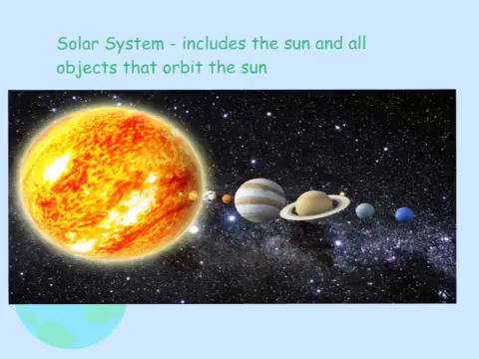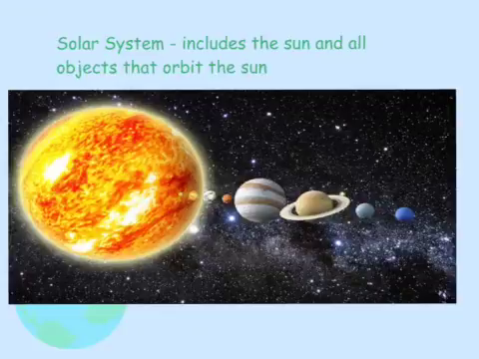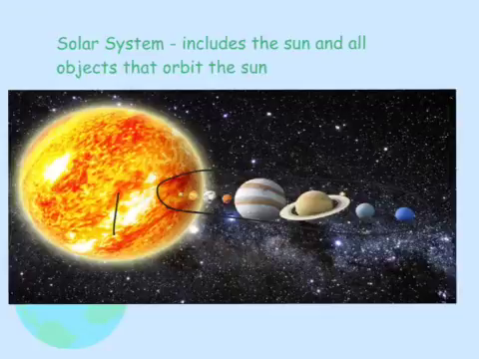Our next word is solar system. This includes the sun and all the objects that are in orbit around the sun. When talking about the solar system, most people think about the sun, and then they'll think about all the planets, but they forget about the other things like the meteors and asteroids and the comets that do actually orbit the sun as well.